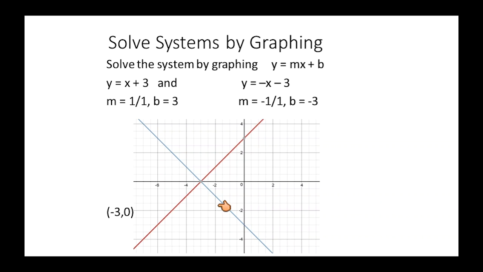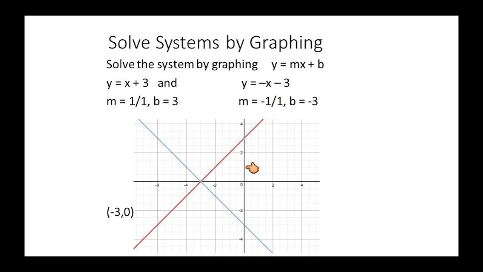Now, some students get confused when it's negative. Remember, going down is negative, going to the right is positive. A negative over positive is negative, and that's what we want. But some students like to go down and to the left. Going down is negative, going to the left is negative. A negative over negative is positive, so that will give us a positive slope. So as a rule of thumb, if it's positive, go up and over to the right. If it's negative, go down and over to the right. So always just go to the right.